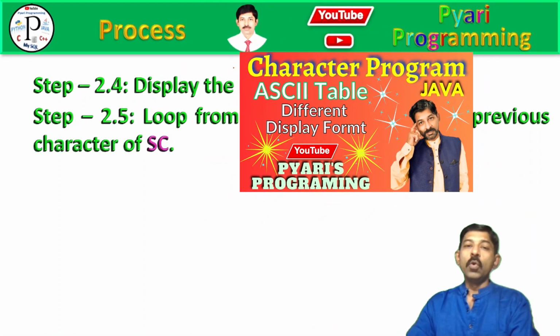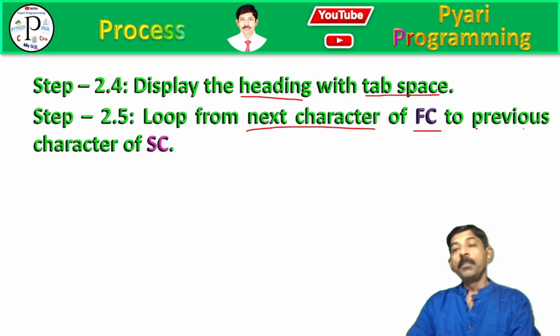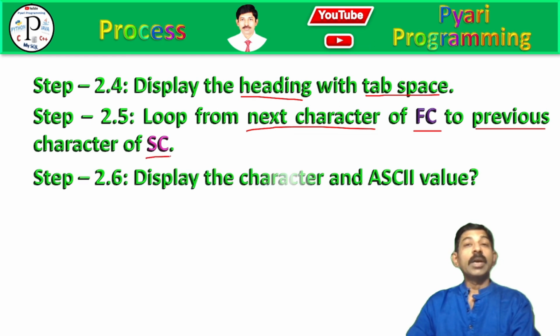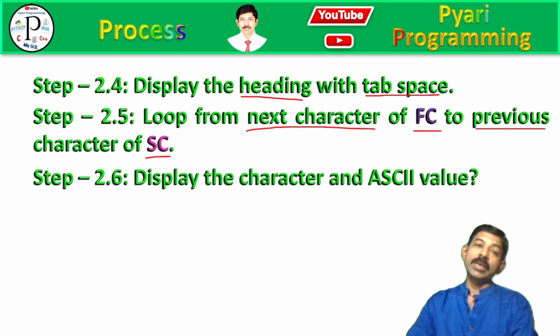Next step says that loop from the next character. Why next character? Because it says that the first character has to be excluded, to the previous character of SC. Why previous character of SC? Because it also says that SC needs to be excluded. After that, what should I do inside this loop? Display the character and its ASCII value.